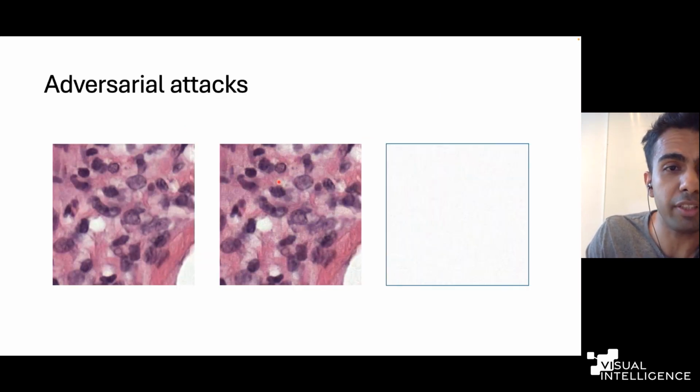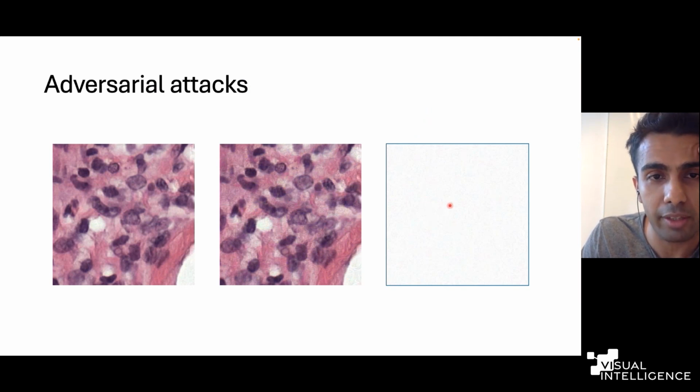So these are the 2 images, and I don't know how clearly you see it on your screen, but this is the difference between these two images. If I subtract this image from this image, this is the difference that you see here. It's very random, very slight, very small, but it's enough to fool the network into thinking that this has tumor versus this has no tumor, right?